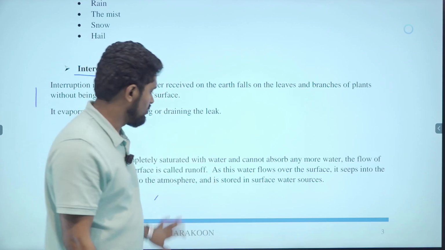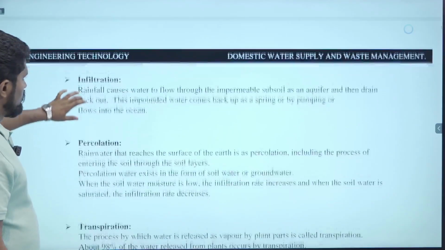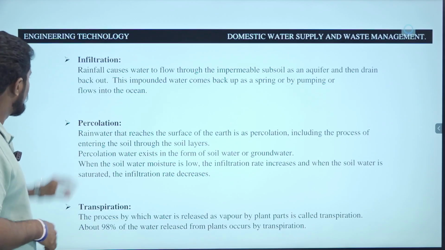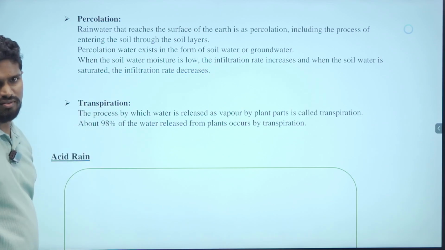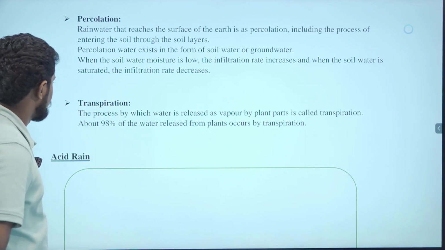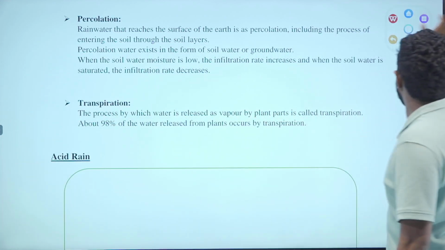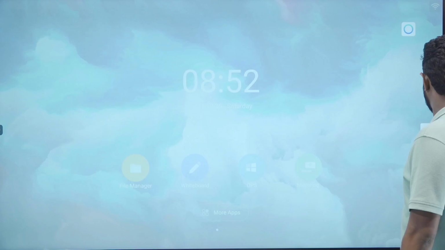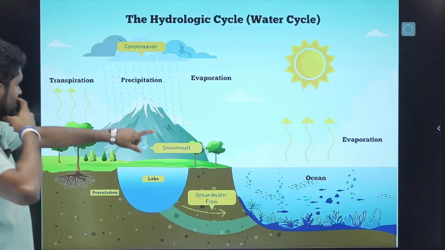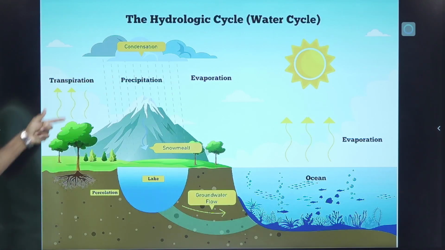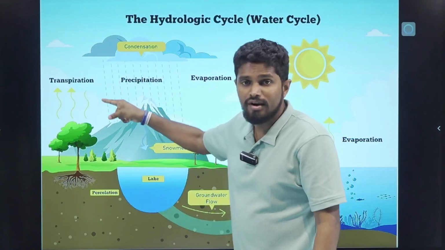Okay guys, interception is okay. Infiltration okay, percolation okay, and there is another process: transpiration. If you move to our image, there is another thing you saw, an arrow. Where is the arrow pointing? To the top side, no? The arrow is to the top side.